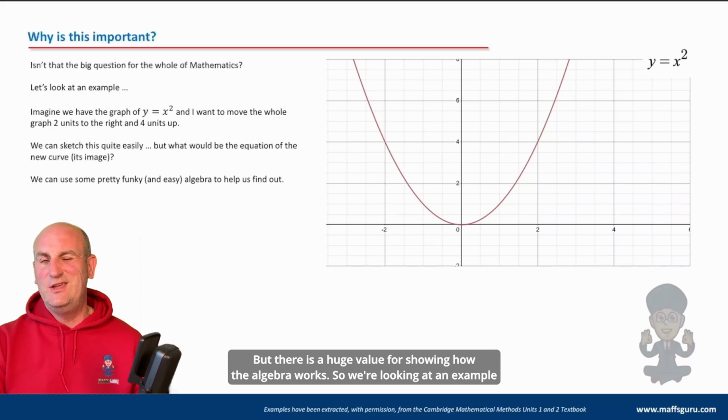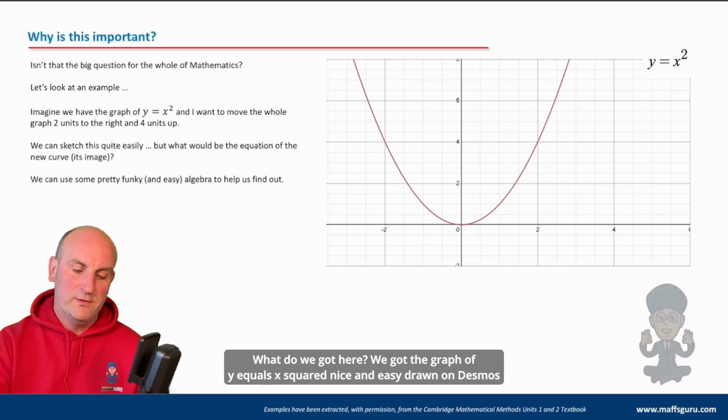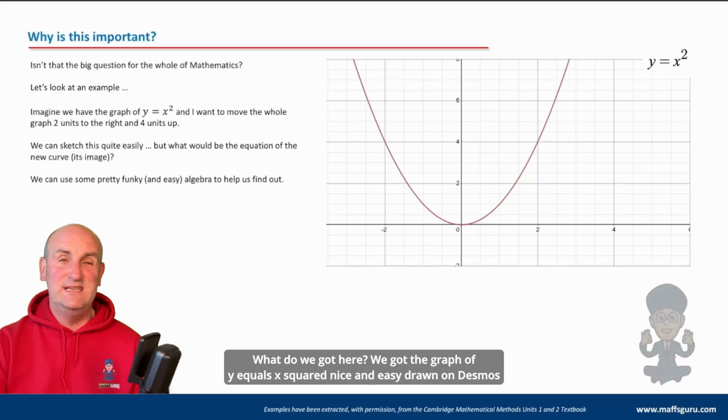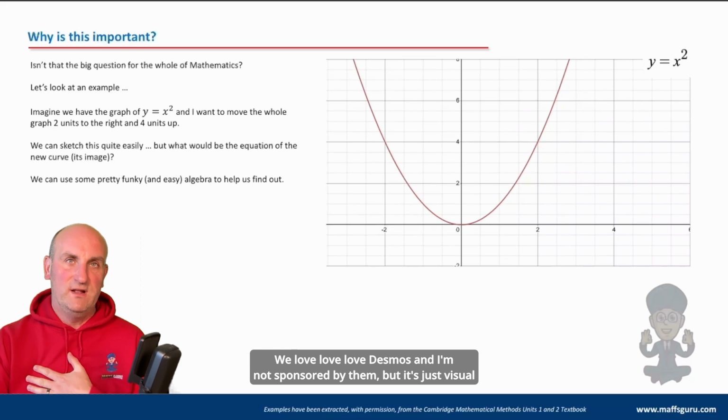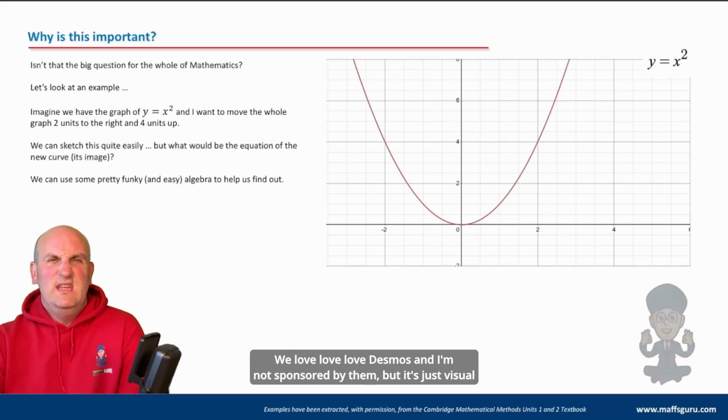But there is a huge value to showing how the algebra works. So we're looking at an example. What have we got here? We've got the graph of y equals x squared. Nice and easy, drawn on Desmos. We love, love, love Desmos. No, I'm not sponsored by them, but it's just visual.